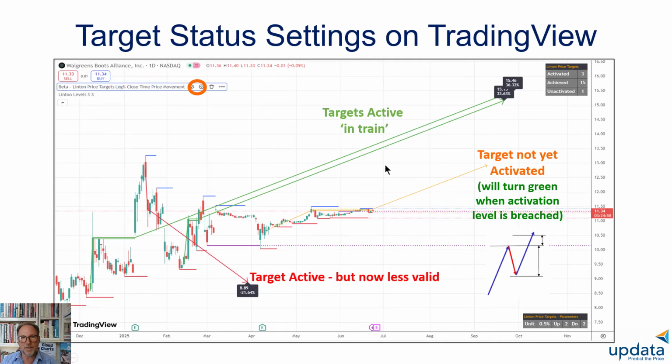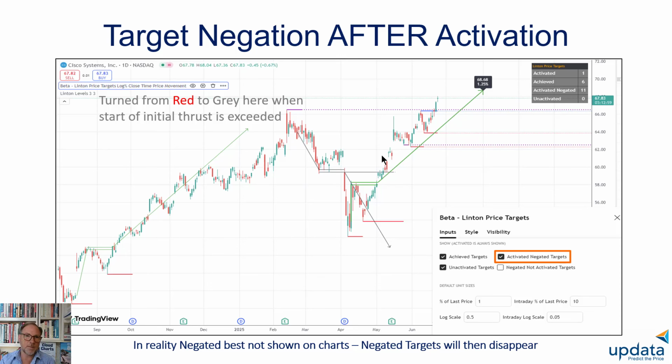So here's a target that's active. It's a target in train. Here's a target that's not yet activated. It will turn green when it is activated, when we move above that level. And this target is active, but it is now less valid because these targets are taking over. So just that's a way to think about it.